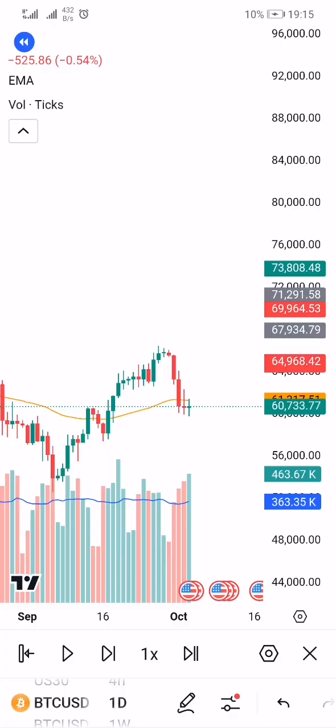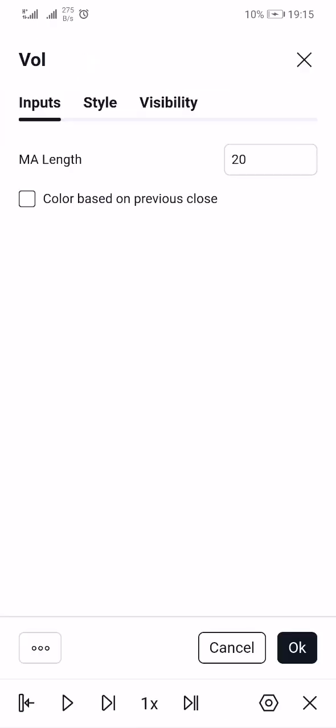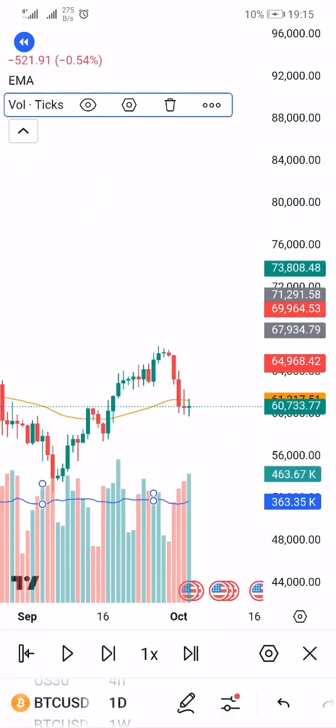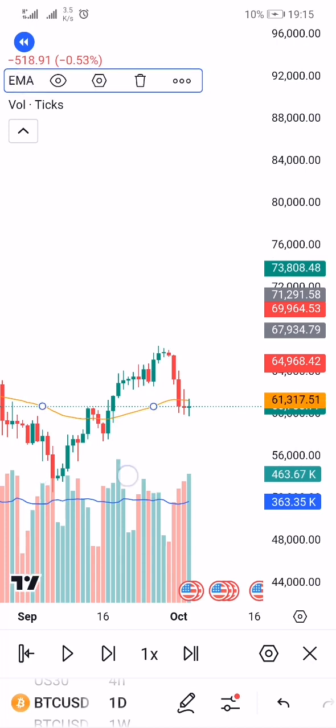So for this, you need only two indicators: the volume indicator, which is already laid out here, but we add the volume moving average, the 20 volume moving average, and then we add the 50 exponential moving average on the chart. This 50 exponential moving average is this yellow line. So for this strategy, we simply observe the price action.